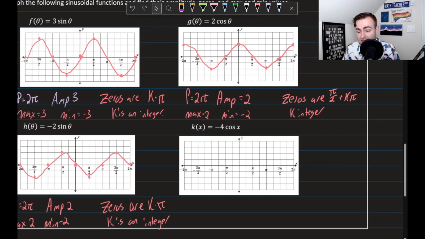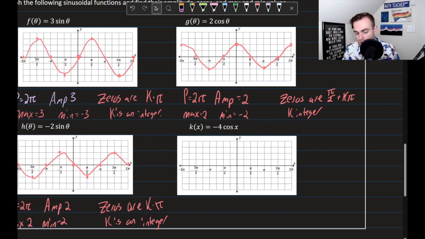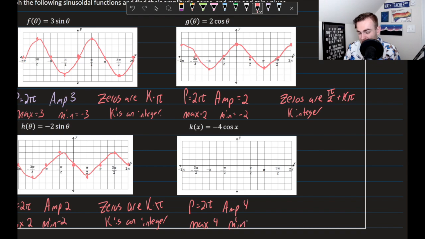And last but not least is this -4 cosine. So we already know that the period is equal to 2 pi. We know the amplitude is going to be 4. I can already say that the max is going to be 4 and the min is going to be -4. And it's going to have the same zeros. But I'm going to show you a quicker way to write it, the mathematician's way of writing it.